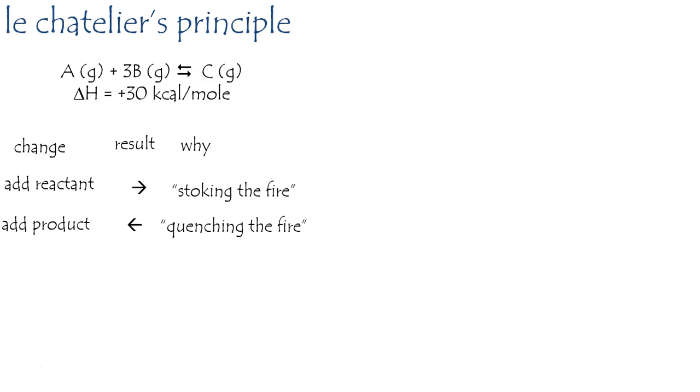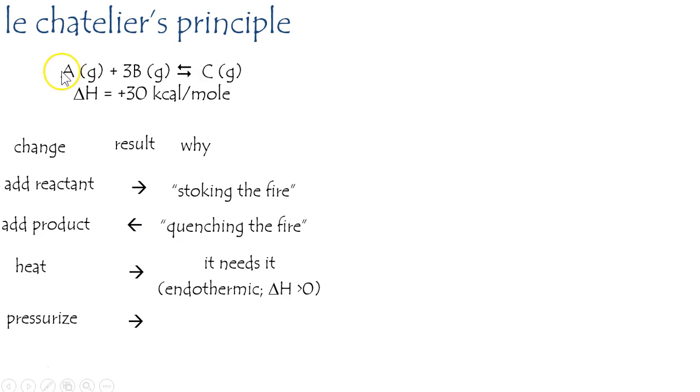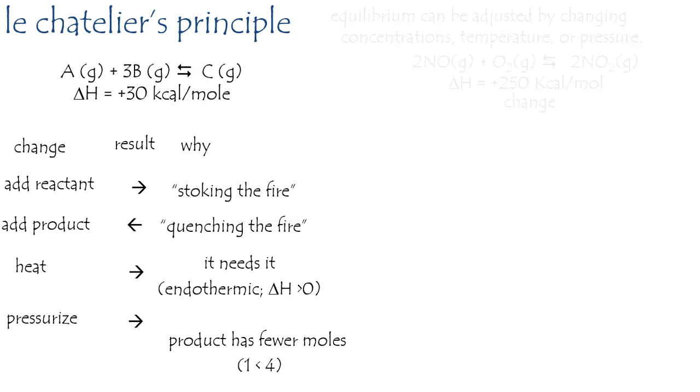How accurate are these analogies? Oh, perhaps not very, but they definitely work. If we heat it, in this case it will help because the reaction's endothermic. It needs heat. If we pressurize it, the reaction will always shift towards the direction of the fewer number of moles. And that works for this one. It'll shift to the right because we have 1 plus 3, 4 moles on the left turning into only 1 mole on the right. The product has fewer moles.